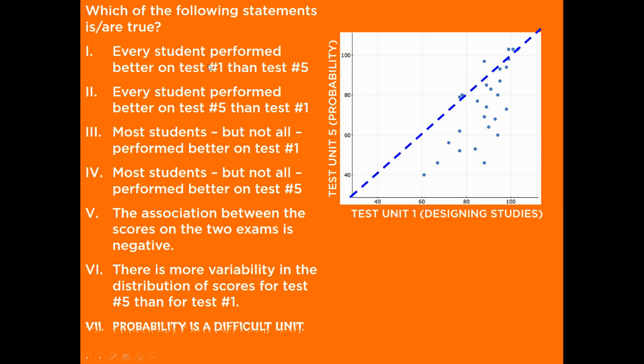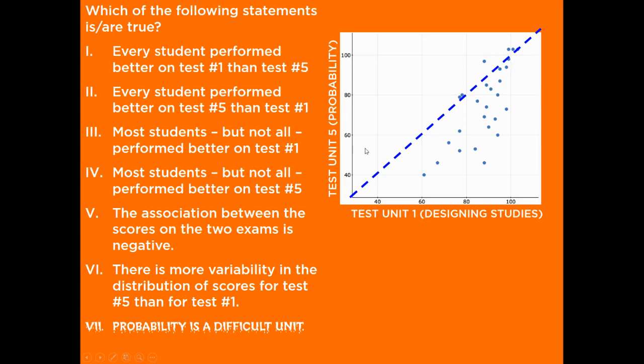Every student performed better on test one than test five? Well, there's a few that did not. Anybody that did better on test one than test five would have a higher x value than a y value, right? So they'd be right of this line. But here this student got approximately an 85 maybe on the first test, but almost 100 on the fifth test. Every student performed better on test five than test one? All of these are counterexamples of that.